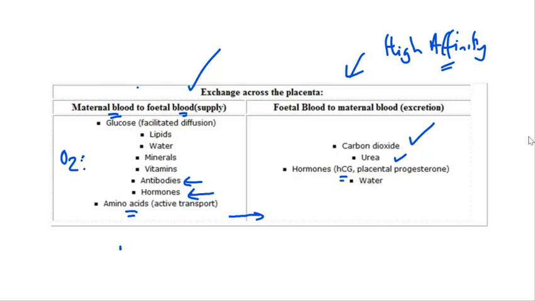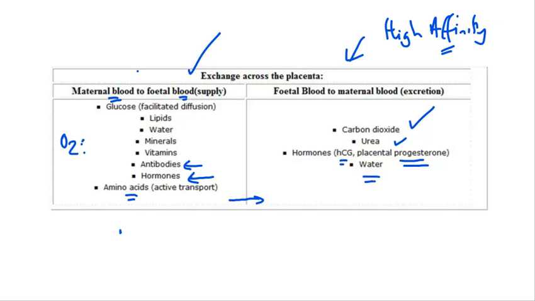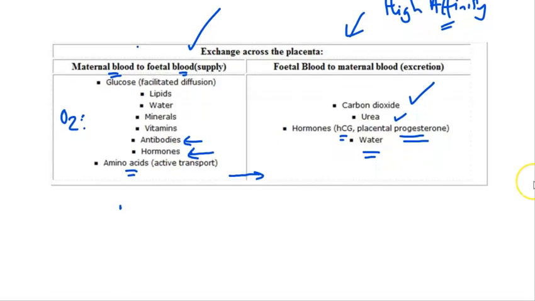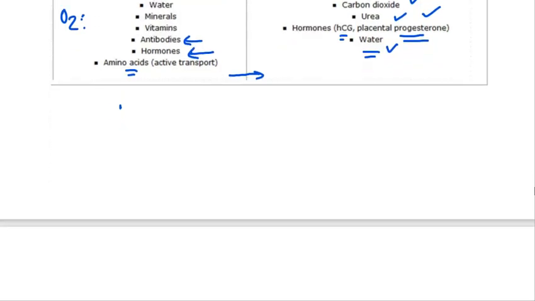HCG, of course, we've discussed this in the previous video, is going in that direction as well to maintain the corpus luteum in the mother's ovary, sustaining the progesterone production. But after the first trimester, it's the placenta itself that will take over the progesterone production, maintaining the lining of the uterus, maintaining the placenta in position until it's time for birth to occur. And of course, water is actually exchanged in the opposite direction as well. And so the mother will be breathing out carbon dioxide from the fetus. She'll be excreting urea in her kidneys, also derived from the fetus, along with any water which needs to be removed as well.